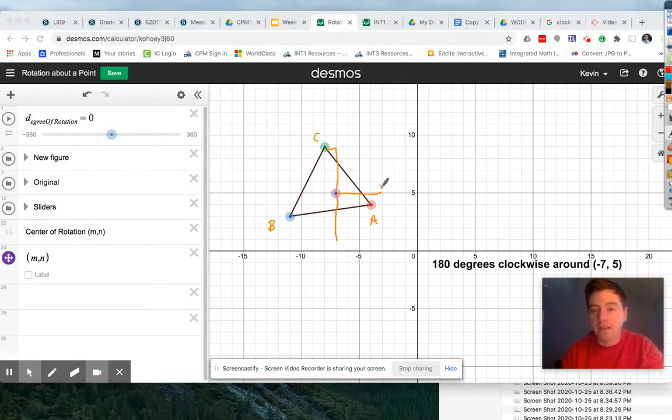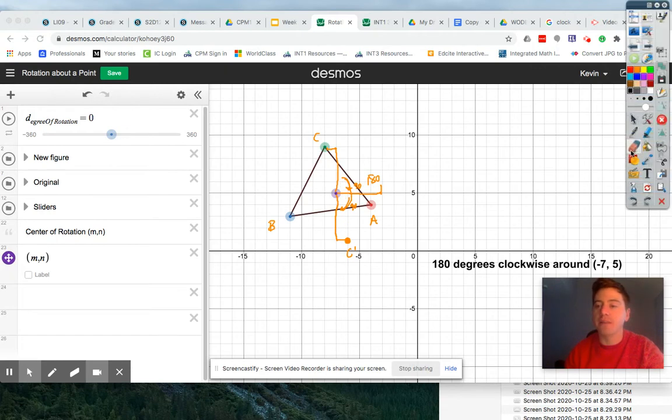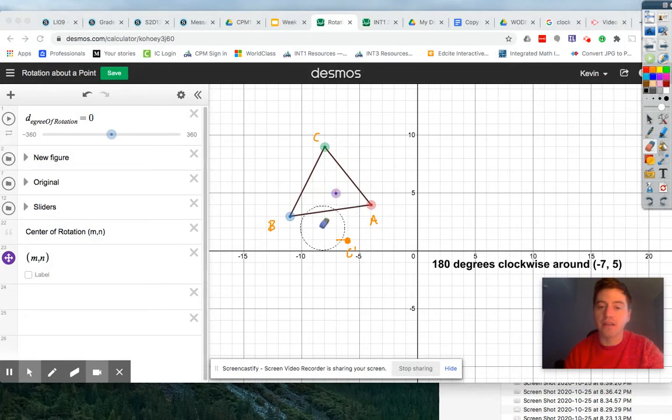So that came like this and then like this, which means this is C prime. So that was 90 and then 90 again. So this whole thing is 180, right? That's a 180 degree turn. And again, these are not part of the image. They're just for my reference so that I can see what a 180 degree turn looks like.